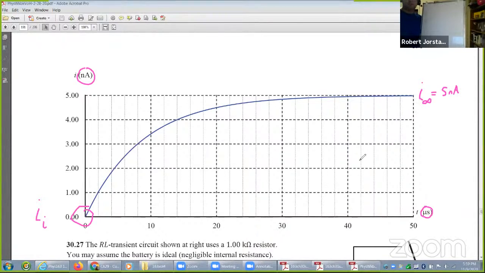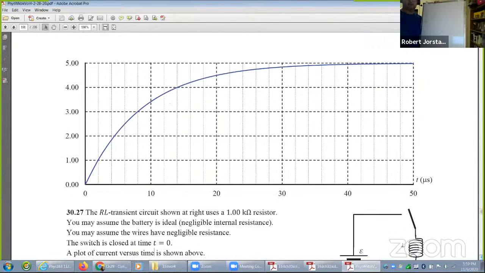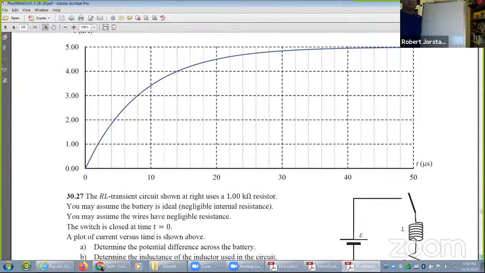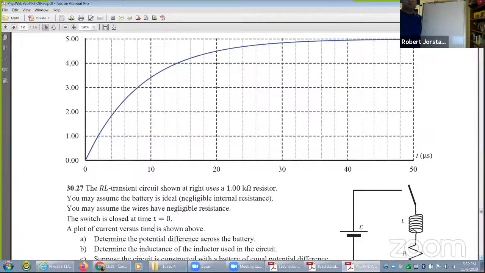Remind me, if you want to learn about the resistance or the inductance, what's something you might do with this plot? Let's scroll down and read the question here. I know you're tired. We're trying to get the potential difference across the battery and the inductance. Any ideas what you might do?